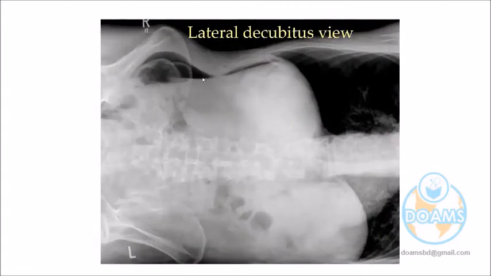So the lateral decubitus view shows air in the peritoneum. You see? Can you see, doctor? Clean cut air is here. So this is pneumoperitoneum. Free intraperitoneal gas here and here, this area.